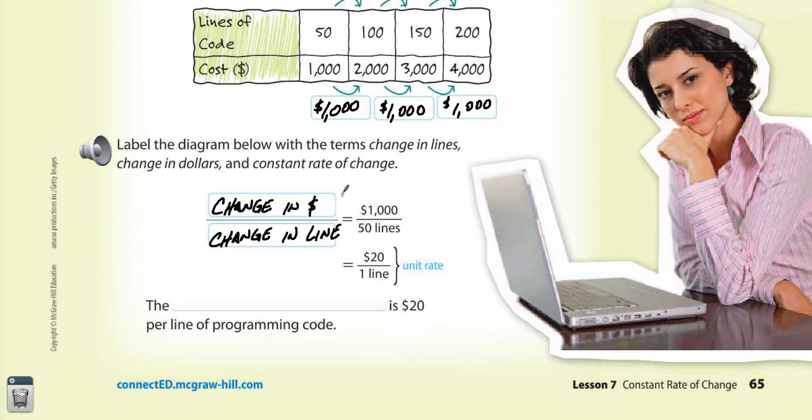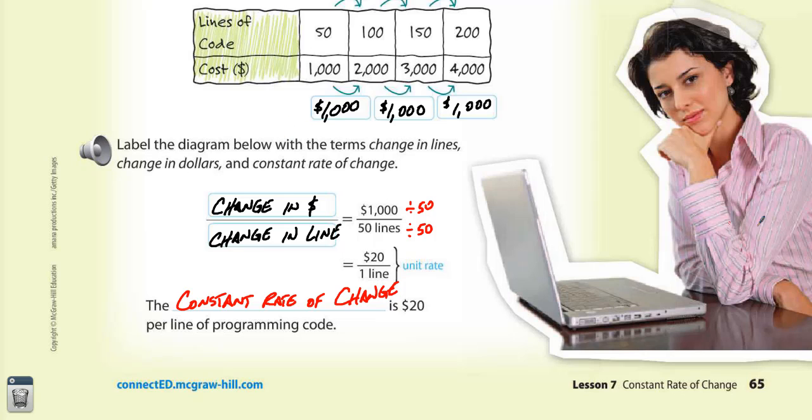So we can simplify this. We can ask ourselves what goes into 1,000 and into 50, and that would be divide by 50. So we're dividing both these by 50, and we get down to $20 a line. So the change that happens that is consistent, the constant rate of change is $20 per line of code.